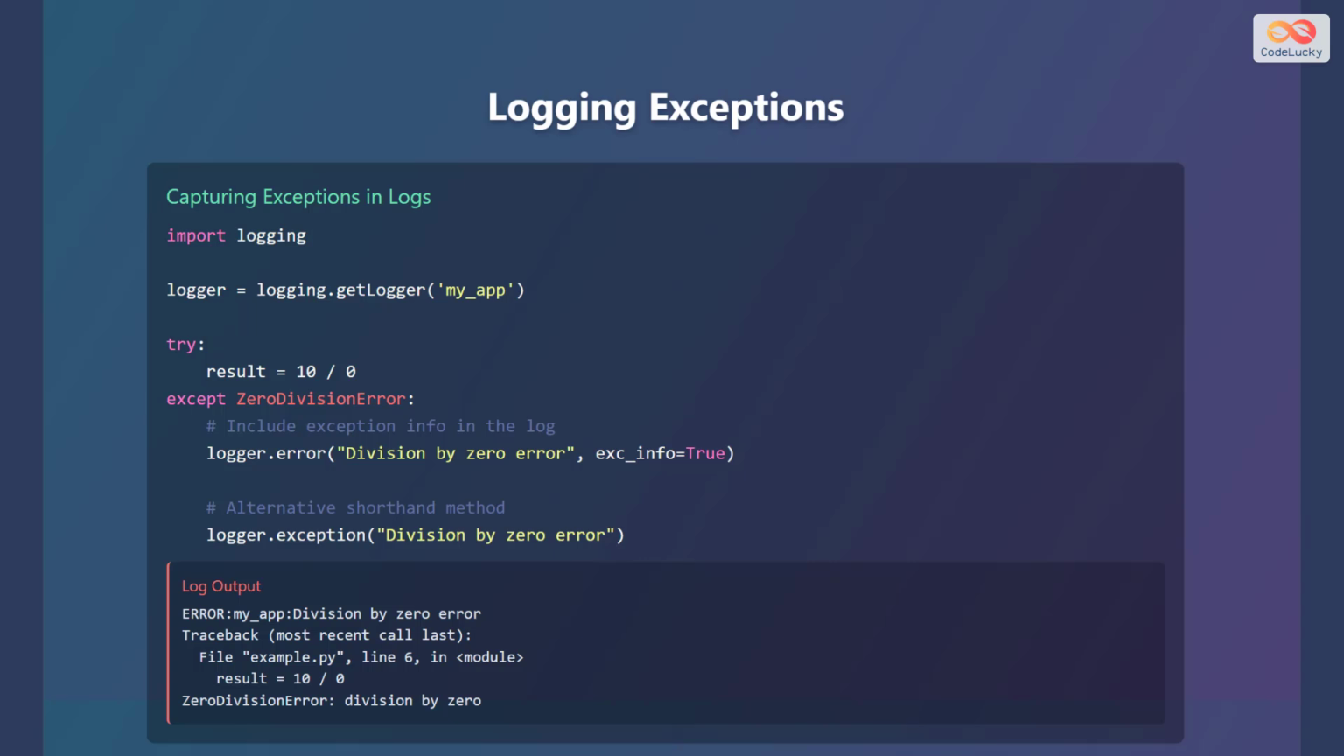The log output shows the error message, followed by the traceback, including the file name, line number, and the type of error.